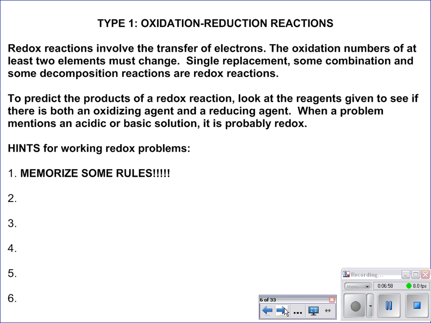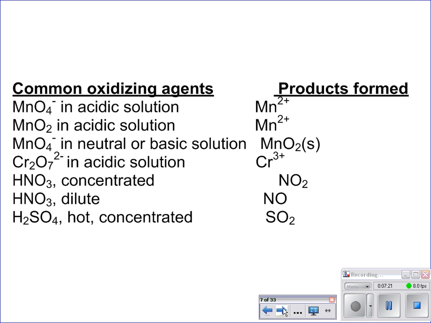Our first type are the redox reactions. The original packet that I have here, written by other people, and I've adapted it and changed it, had probably a set of 50 rules that you needed to memorize, which made these so much harder than they need to be. A lot of this stuff is an intuitive thing that you'll get. The rules on number 1 that you need to memorize when you're working with redox equations, you'll find them on the next slide right there, okay?